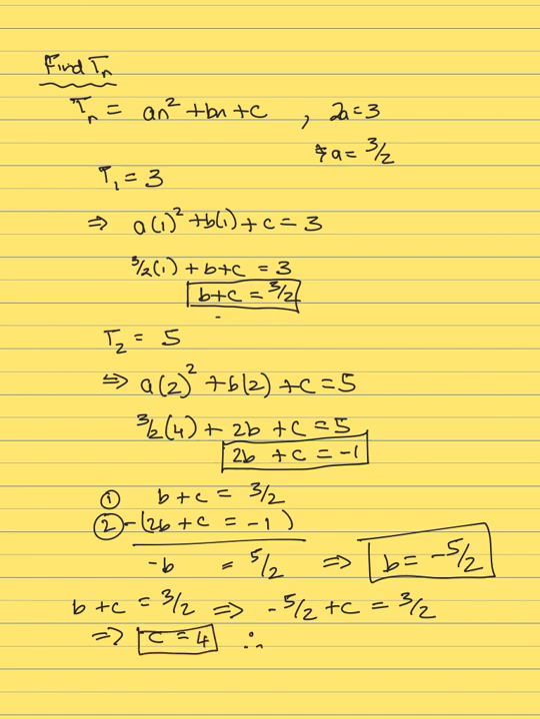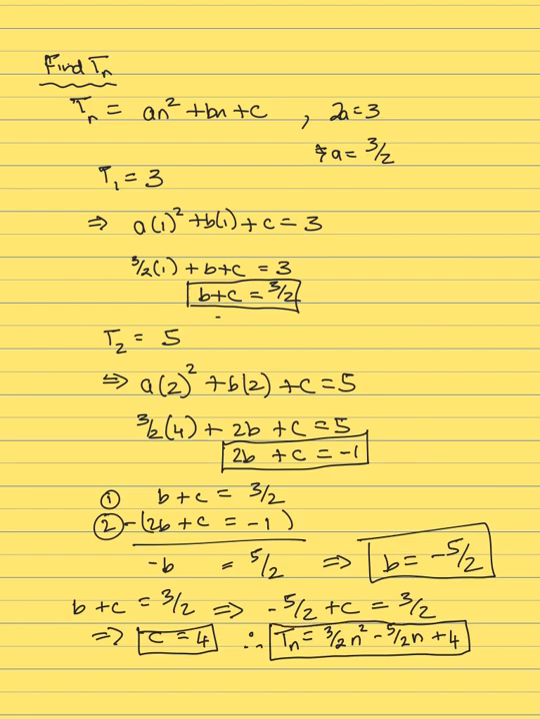And put them all together, and we get our general term Tn is equal to, well, a was 3 over 2, so 3 over 2 n squared minus 5 over 2 times n plus 4 is the general term of the quadratic sequence.